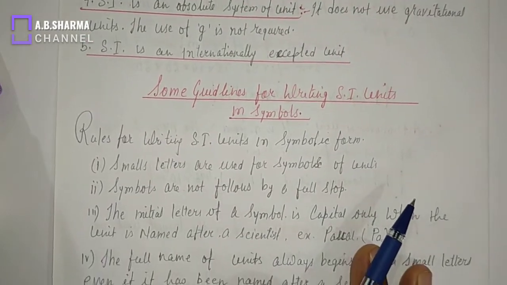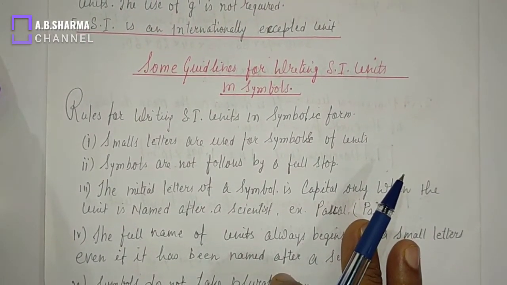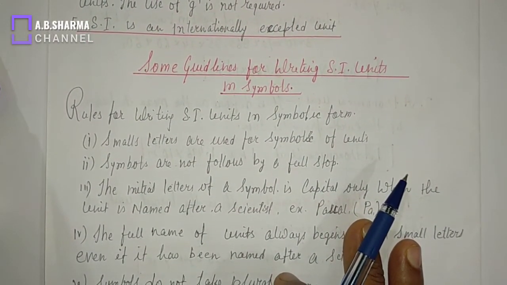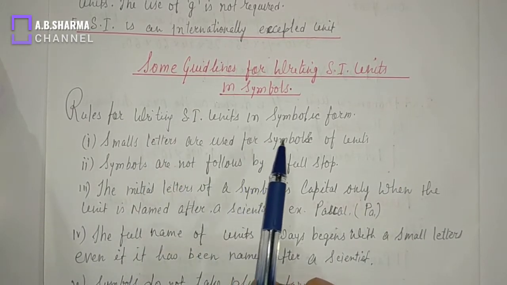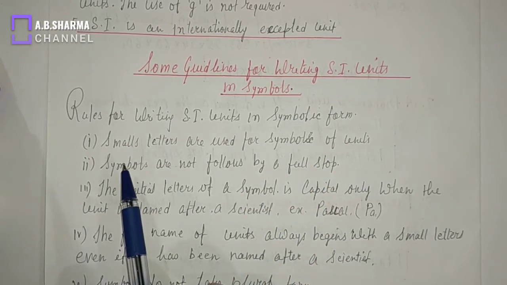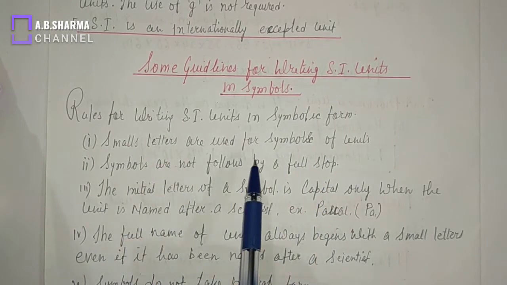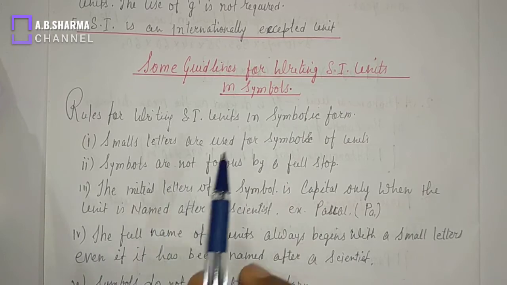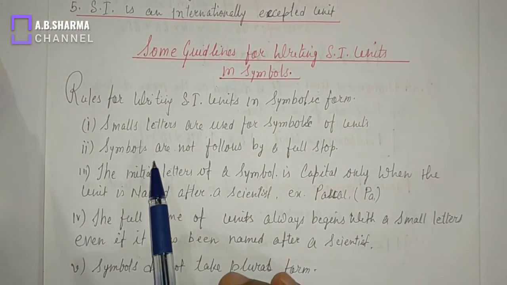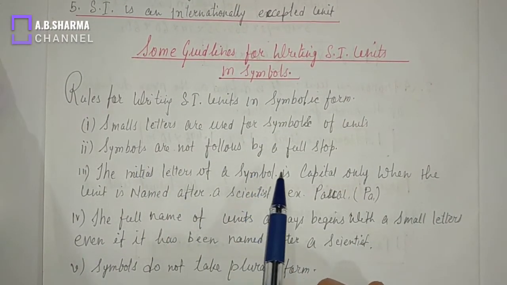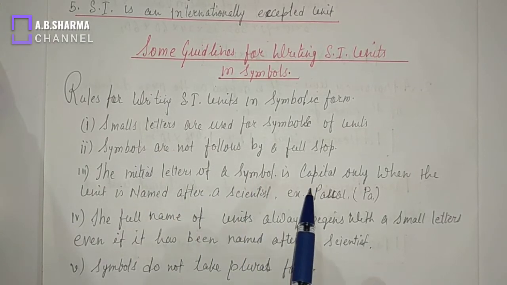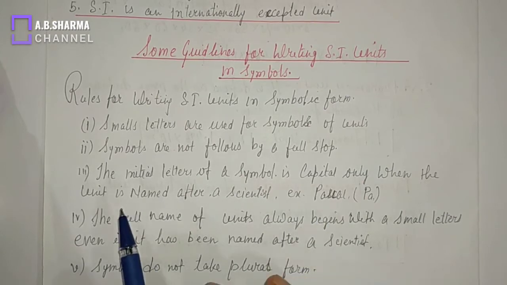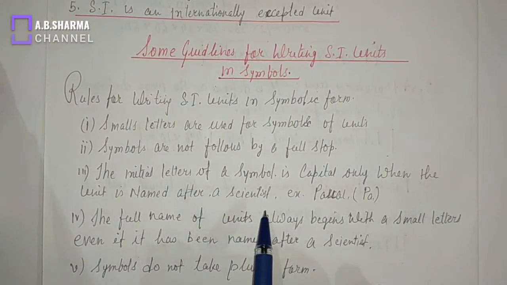Now, some guidelines to write SI units in symbols. Very important for multiple choice questions. Rules for writing SI units in symbolic form. First, small letters are used in symbols of units. Symbols are not followed by a full stop. The initial letter of a symbol is capital only when the unit is named after a scientist.